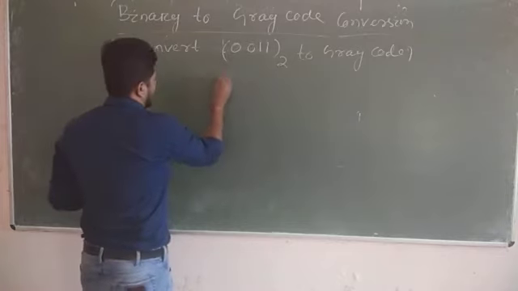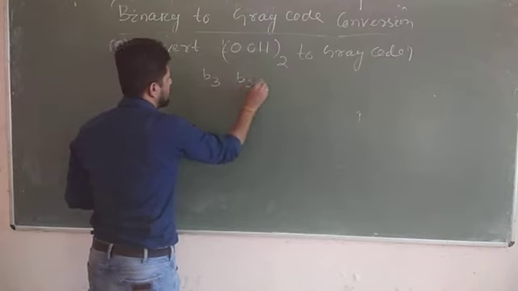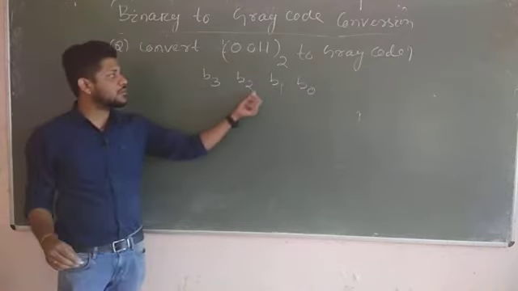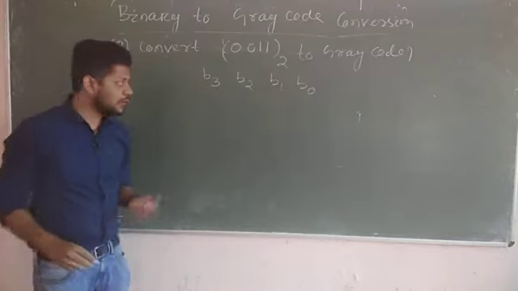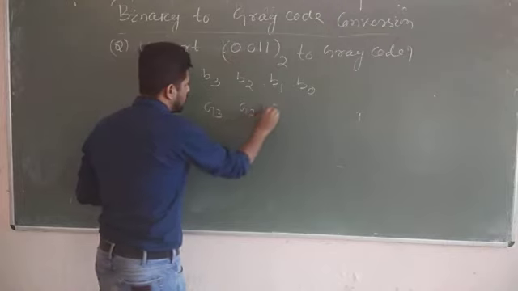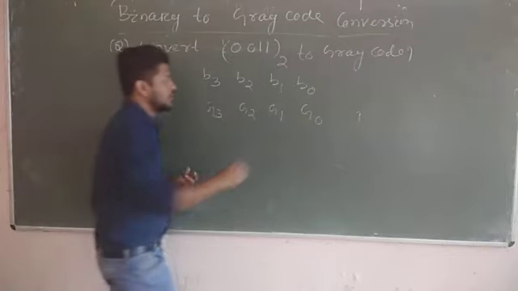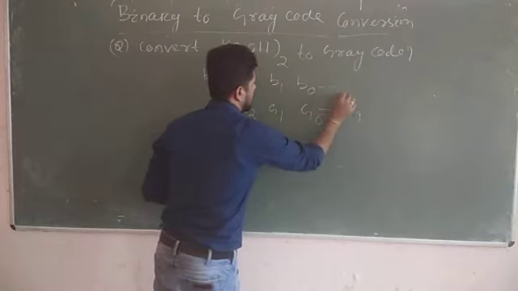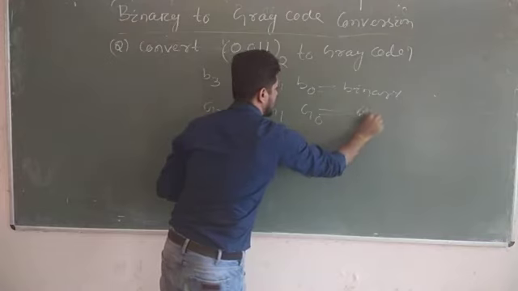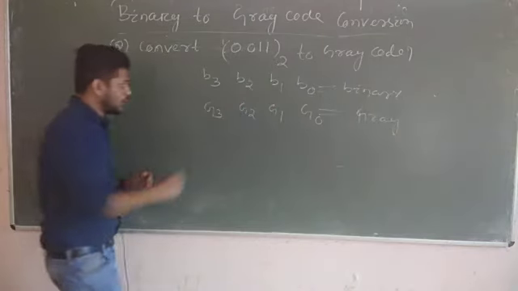So I am writing the formula. B3 B2 B1 B0 is the binary number given here, and we want the gray code G3 G2 G1 G0. So this is your gray code, this is your binary, and this is your gray. Then how do we convert this binary to gray?